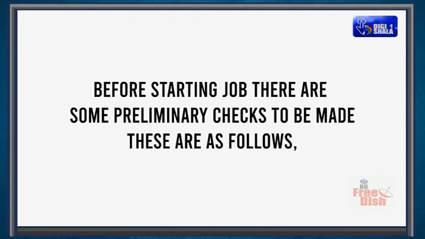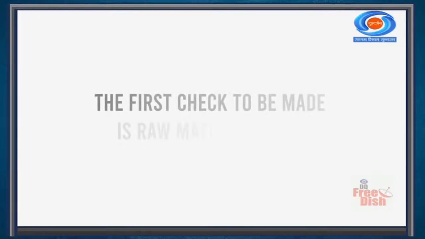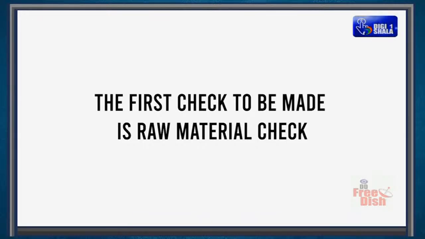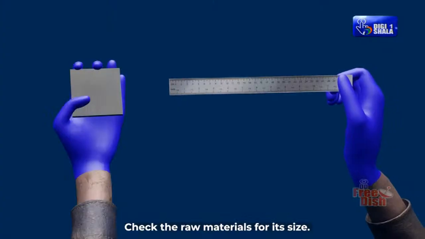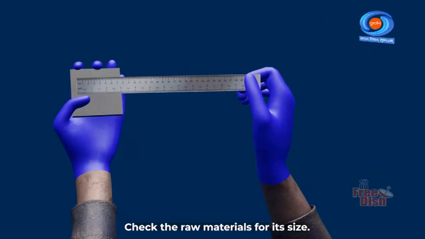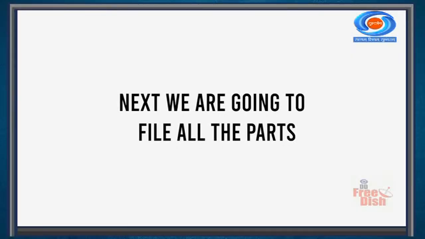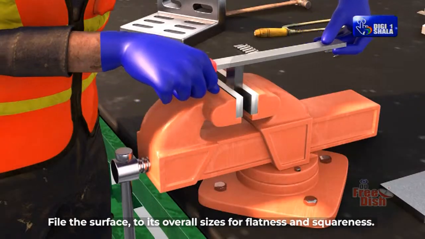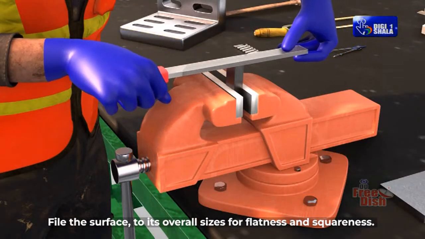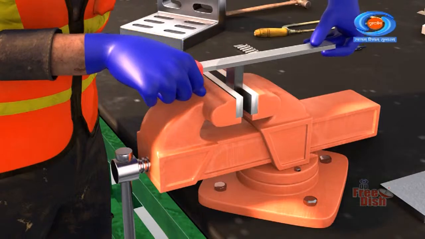Before starting job, there are some preliminary checks to be made. These are as follows. The first check to be made is raw material check. Check the raw materials for its size. Next, we are going to file all the parts. File the surface to its overall sizes for flatness and squareness.